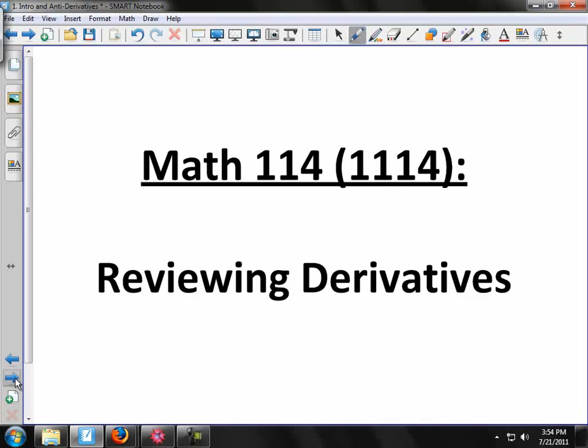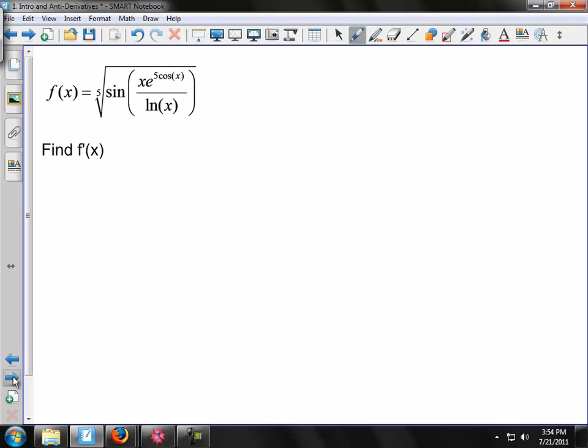Now we're going on to the math content. First, I just want to do one quick problem of reviewing derivatives. I've made it a doozy here so that we can make sure we review a lot of the different rules.